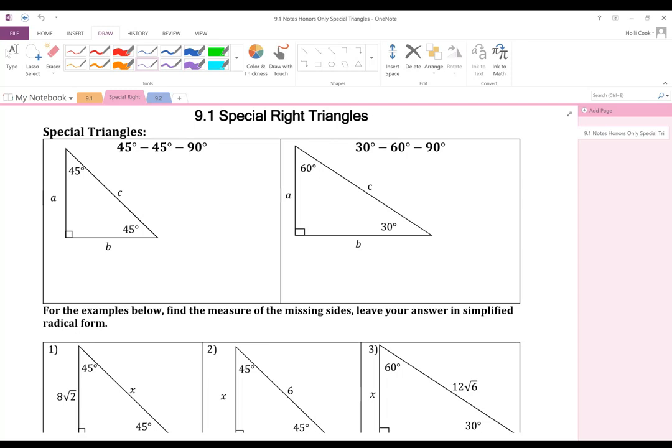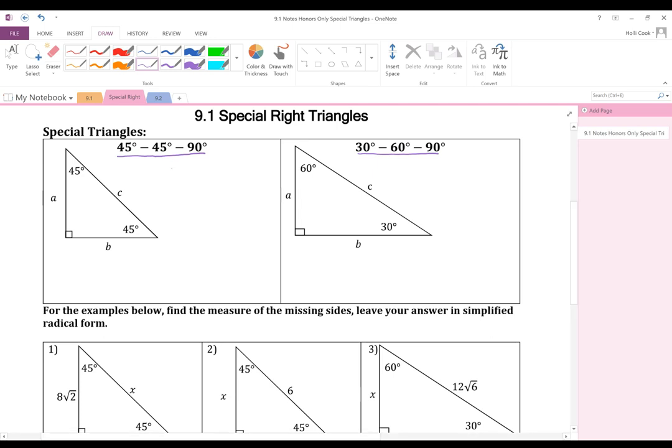All right, so now we're going to talk about special right triangles. There are two kinds of special right triangles: ones that have the angles 45, 45, and 90, and then 30, 60, 90. These triangles have specific relationships that you can use, and you don't have to do the Pythagorean theorem.